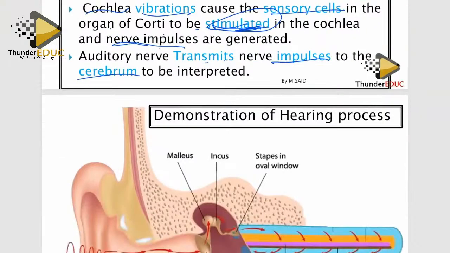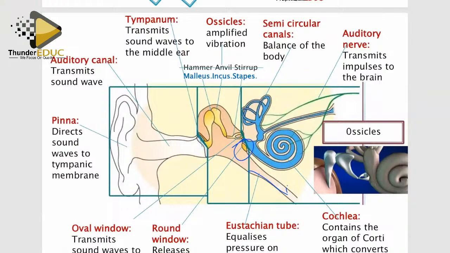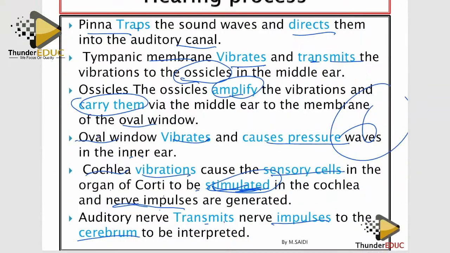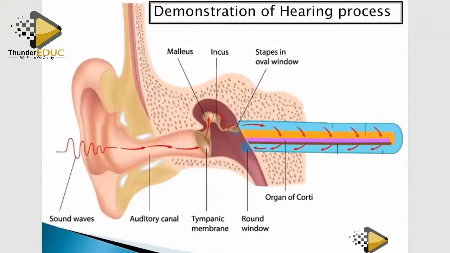So that's why you see they didn't talk about the round window and the eustachian tube. We say that those are just parts which are responsible for maintaining this process, with the round window absorbing the excess pressure from the inner ear, and the eustachian tube equalizing pressure on either side of the tympanic membrane. So guys, that is it.